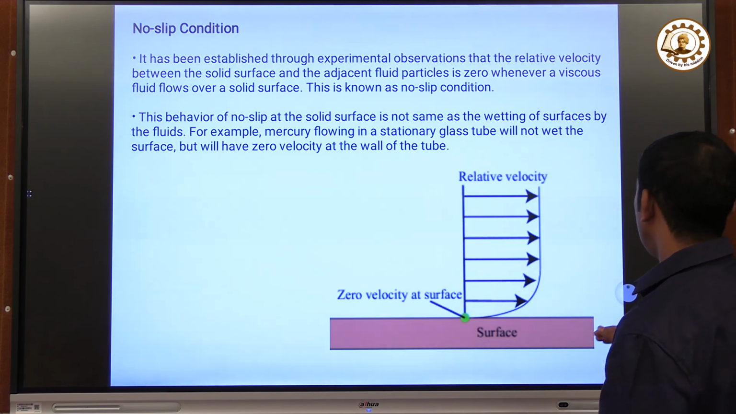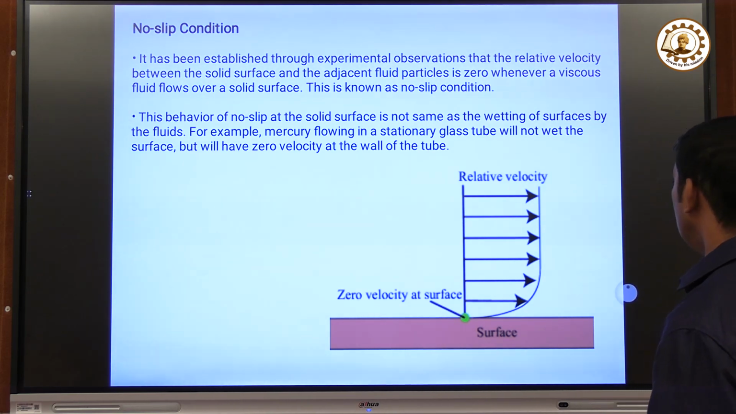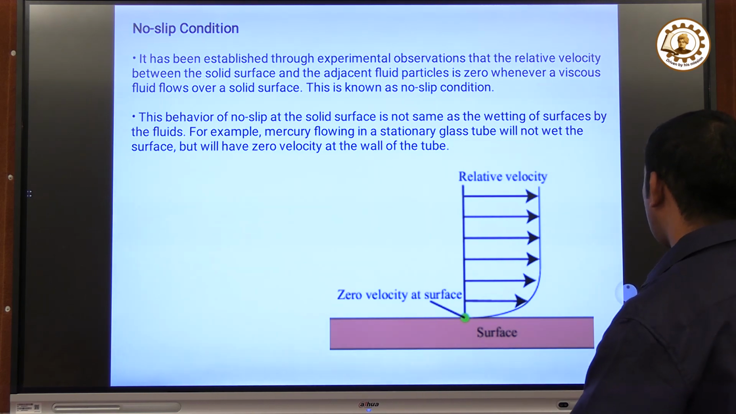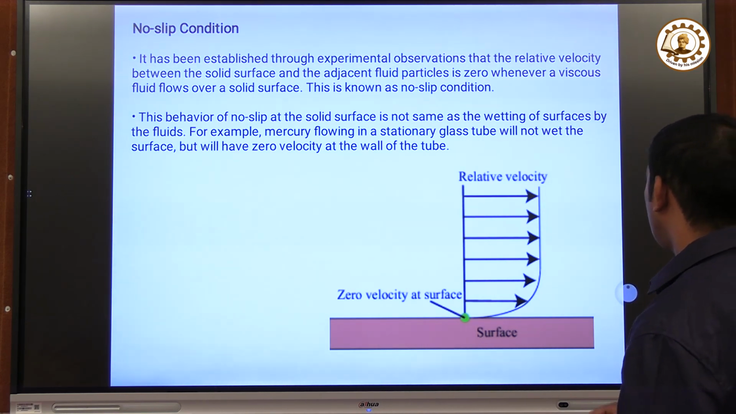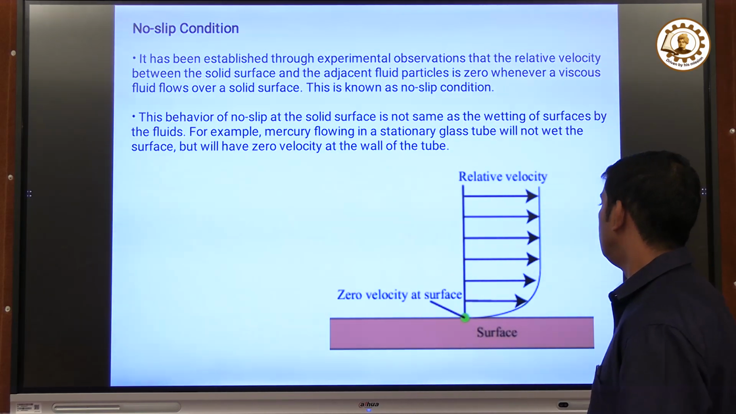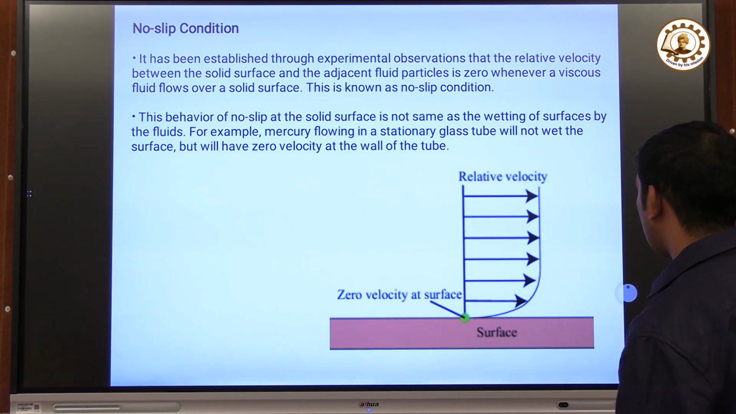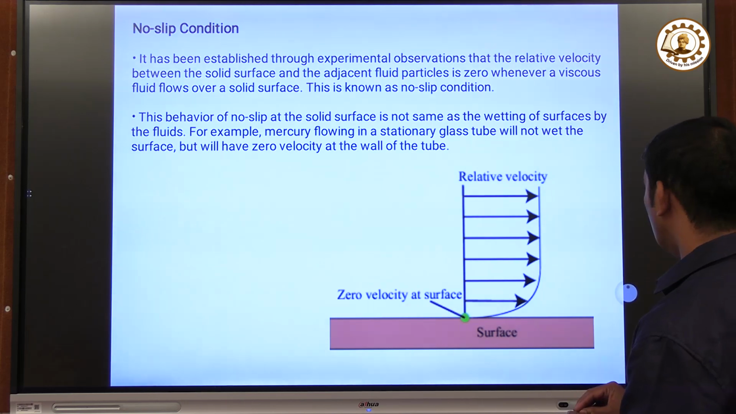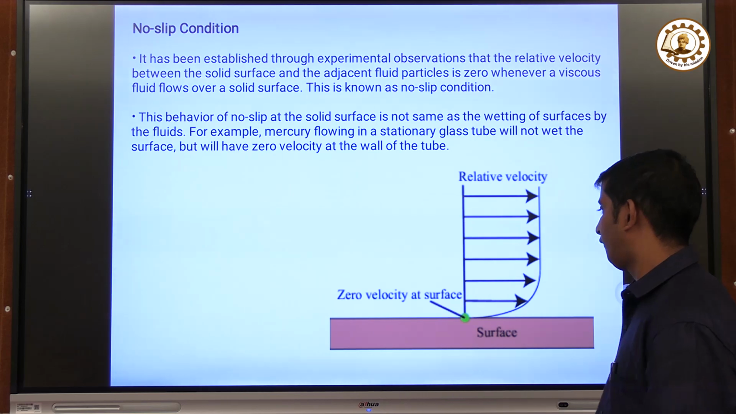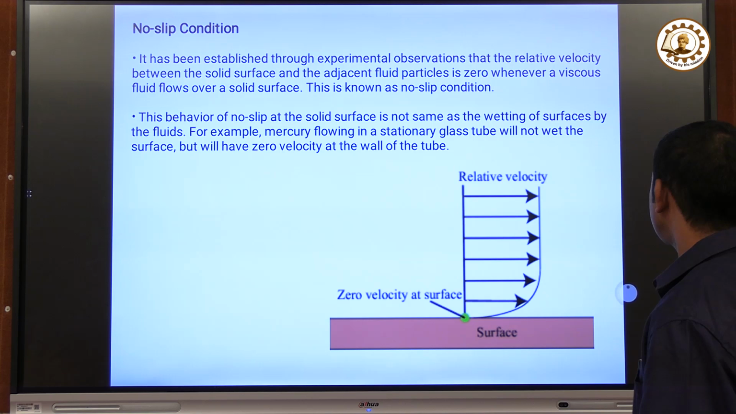If in this way you come to the solid surface, then the relative velocity of the fluid from the wall surface is zero, and this is known as no slip condition. That means the relative velocity of the fluid particles is zero when it comes to the solid surface, denoted as the green colored dotted line.